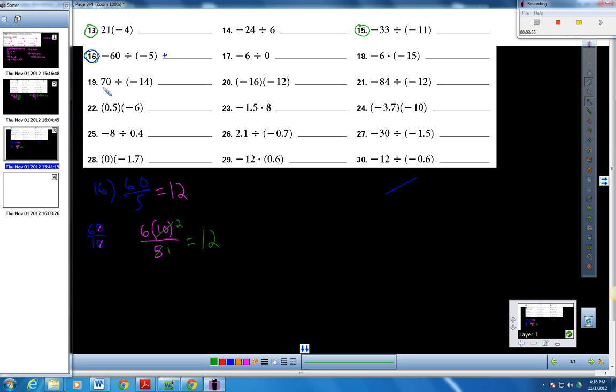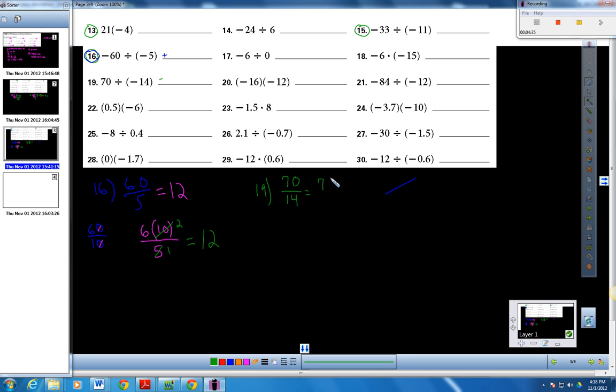We're going to now use chunking with division for 70 divided by 14. So I'm going to go ahead in number 19 and say 70 divided by negative 14. You know that's going to be a negative, so now we can just worry about 70 and 14. Now I'm going to try to write 14, and 70 for that matter, a different way.